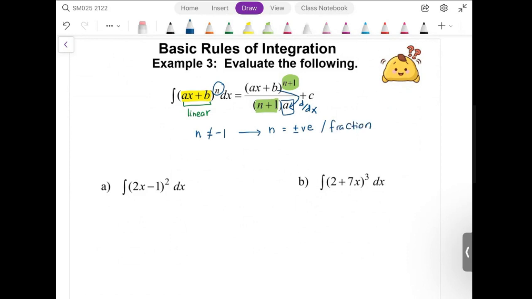Untuk kuasa tu, apa-apa pun boleh. Kuasa yang sangat besar boleh, kuasa yang sangat kecil boleh, kuasa melibatkan pecahan pun boleh. Yang tak boleh, negatif 1. Satu tu je cerita dia. Okay, so let's check it out, the example.